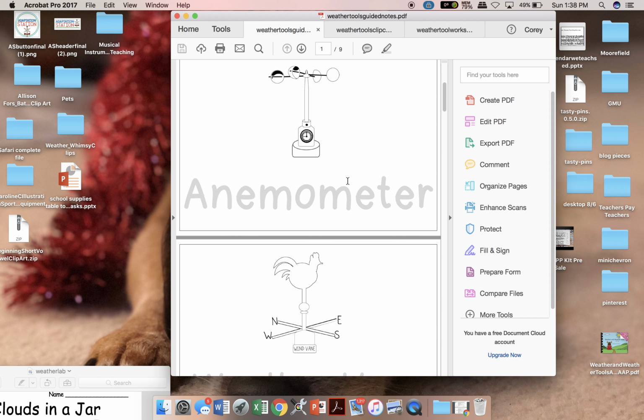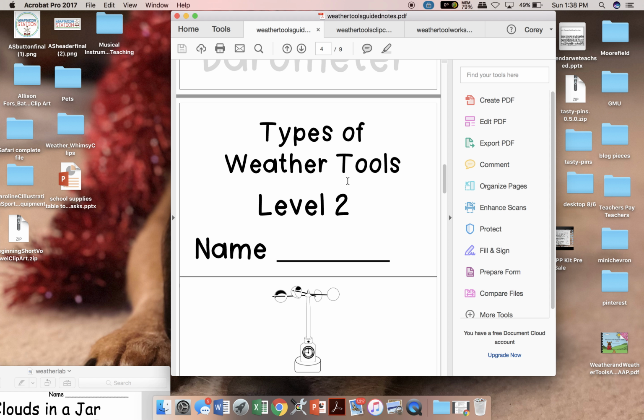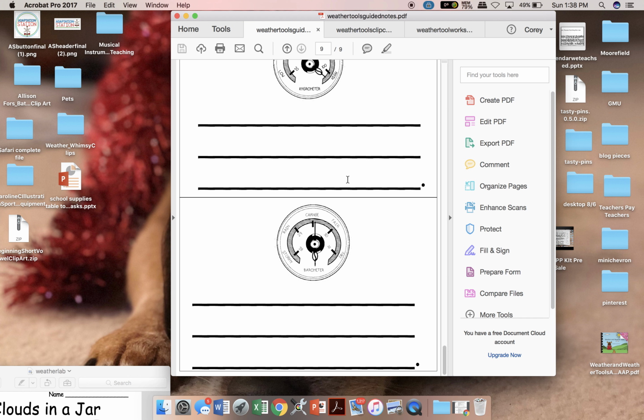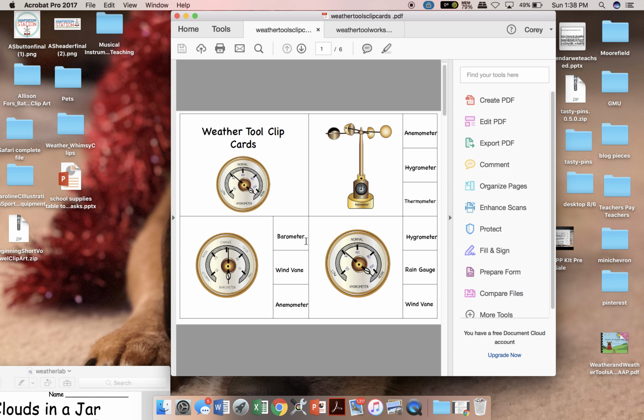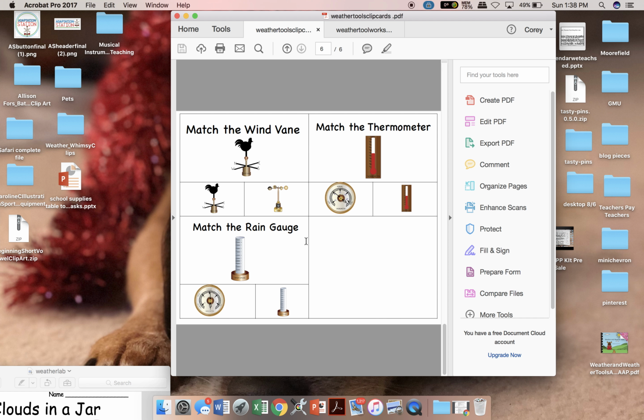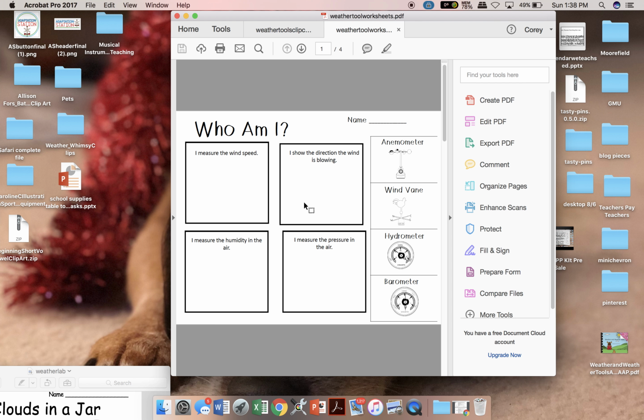Here are the same types of guided notes. This one is for the different weather tools. There are not as many weather tools, so this part of the unit is a little bit shorter. They're the same clip cards, so matching the name, answering yes, no, and then matching picture, and then a couple of worksheets for this as well.